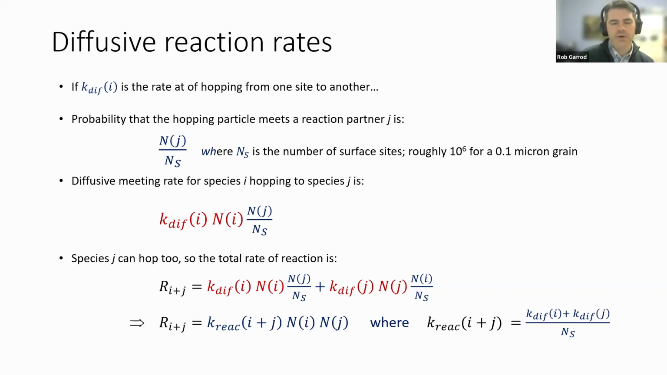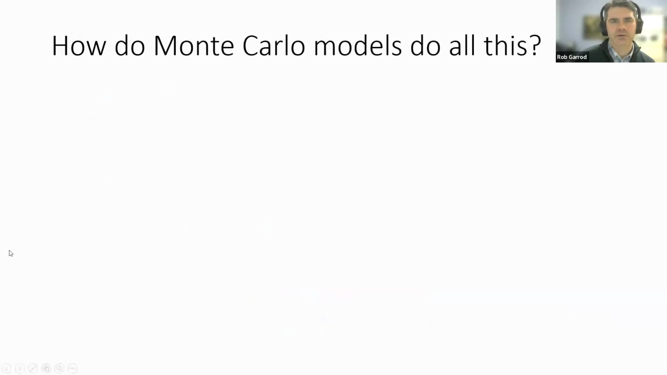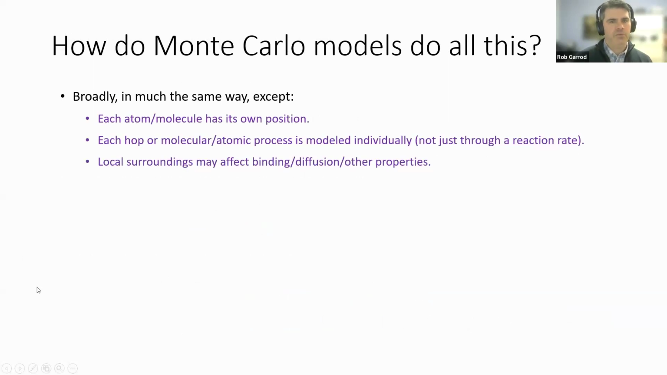Okay, so, all right, we could ask the question, so this is in the rate-based treatment. How do Monte Carlo models do all this? Broadly speaking, they do it in the same way, except every atom or molecule has its own position. Every hop or process of any kind is modeled individually, so not through a reaction rate that applies to the entire population, but to that one atom or molecule.